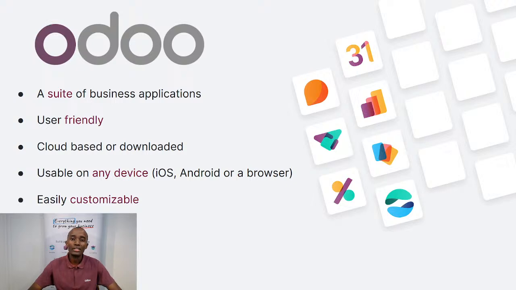Another feature of Odoo is that it is customizable. It is an open source solution, meaning that it gives room for scalability. By this, I mean, as your business grows, you're able to customize it to meet your specific needs. Odoo can be used in different devices. This includes iOS, Android, and you can also access it from our browser.